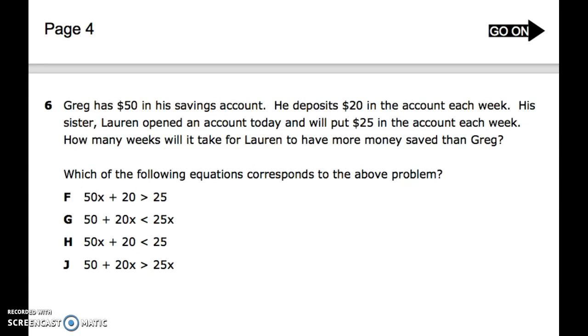6. Greg has $50 in his savings account. He deposits $20 in the account each week. His sister Lauren opened an account today and will put $25 in the account each week. How many weeks will it take for Lauren to have more money saved than Greg? Which of the following equations corresponds to the above problem?